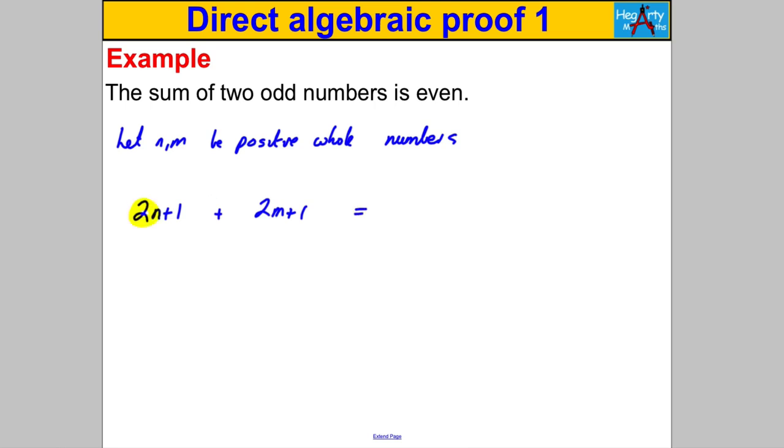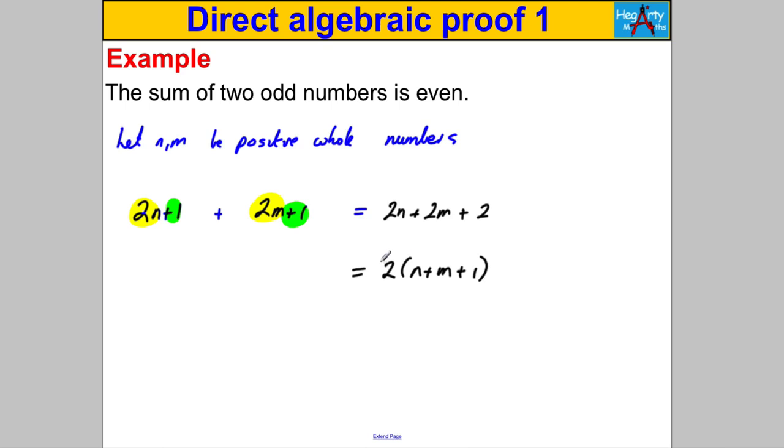Now what can we do here? Well, 2n and 2m, we just have to write them separately. That's 2n + 2m. But we can collect like terms here. We've got positive 1 add another positive 1, which is positive 2. And we can take a factor of that 2 out. There's a 2 there, a 2 there, and a 2 there. So we can factorize that as follows.